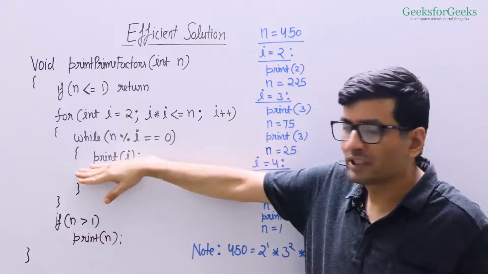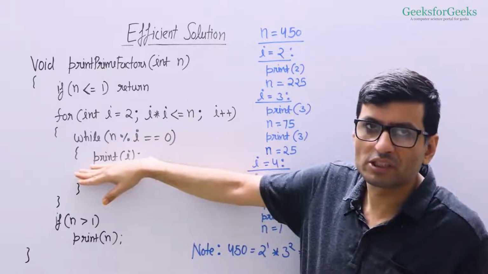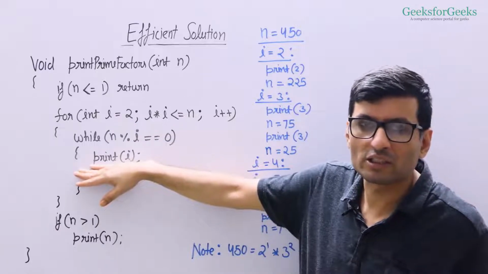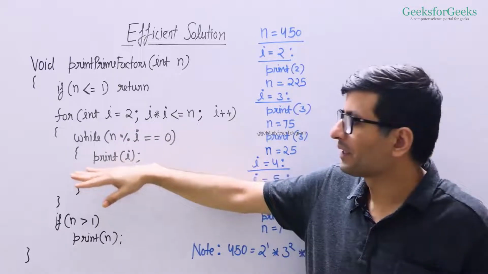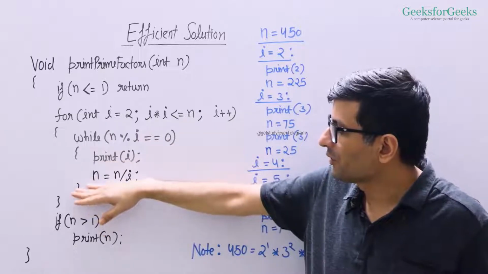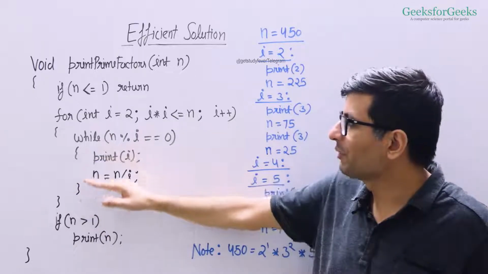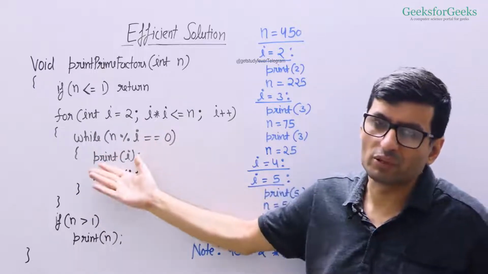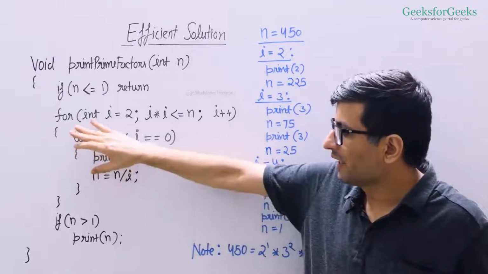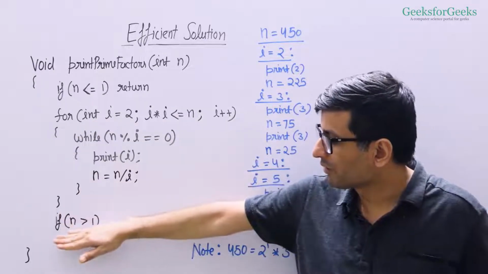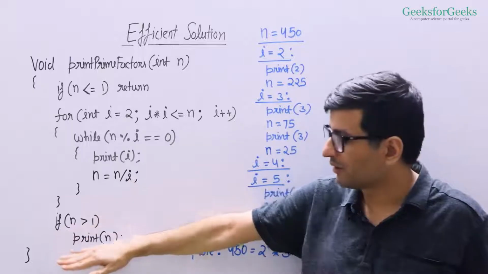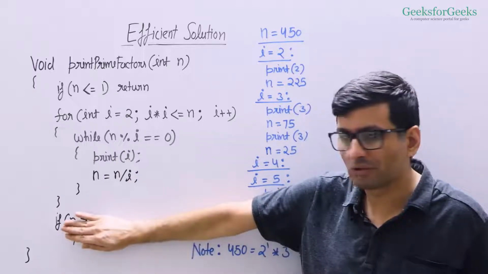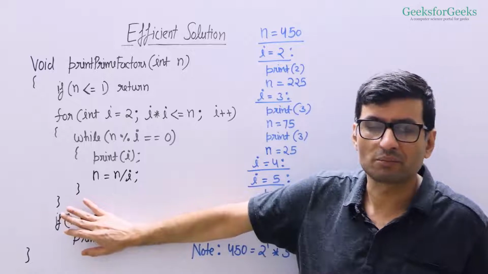See, this print syntax can be replaced with cout in C++ and system.out.print in Java. So we print I and then we do n equal to n by I. We keep doing it while n is divisible by I, right? And once we come out of this loop, and if now our number is greater than 1, then we'll print the number. I'll talk about this corner case with another example.